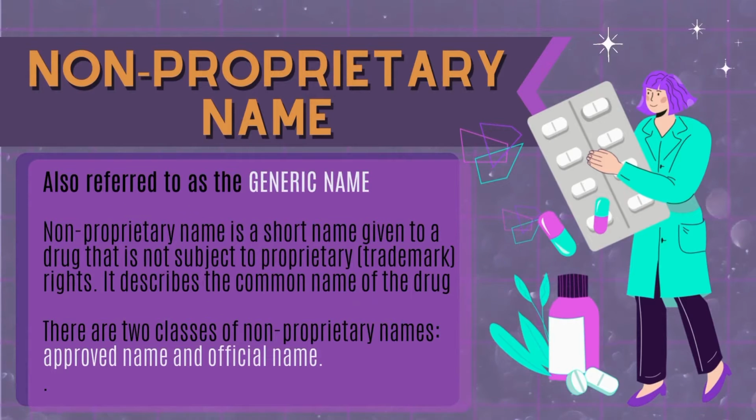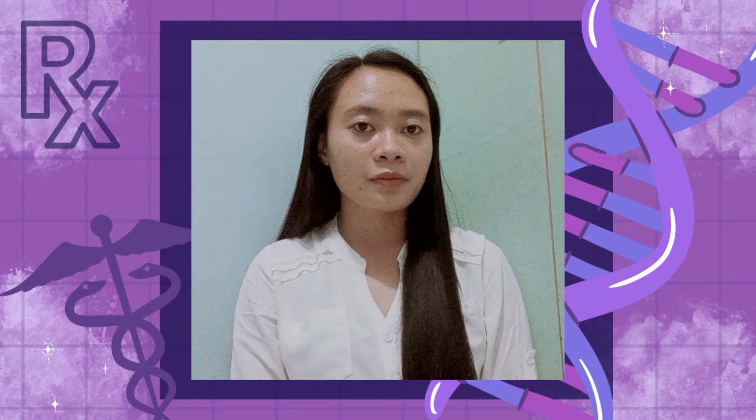There are 2 classes of non-proprietary names. These are the approved name and the official name. The approved names are given by nomenclature bodies including the United States Adopted Names and the British Approved Name. The official name, on the other hand, may be identical with the approved name. However, it is officially listed in the Pharmacopoeia.